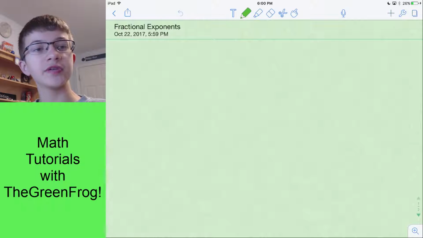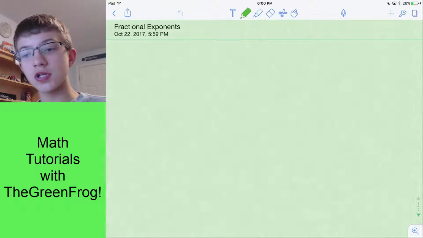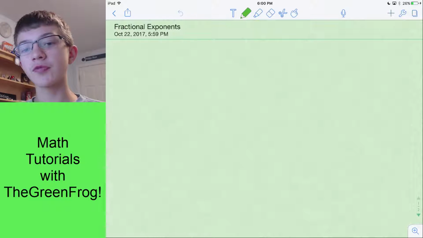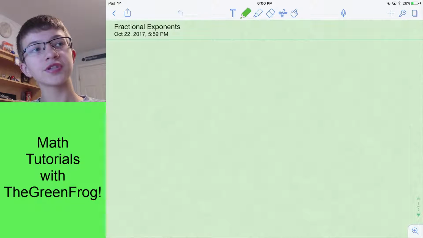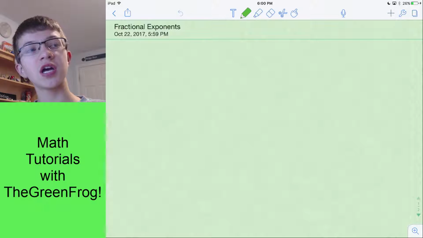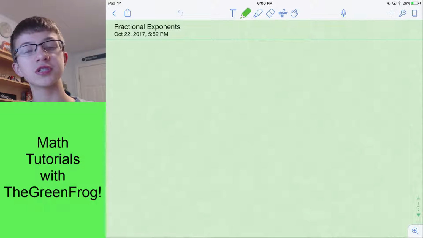Today I'm going to be doing a math video on fractional exponents. So this is going to be where you have a number raised to an exponent, but that exponent is a fraction. So we're going to start with the simpler side of things, which is when you have a fraction which has a numerator of 1.